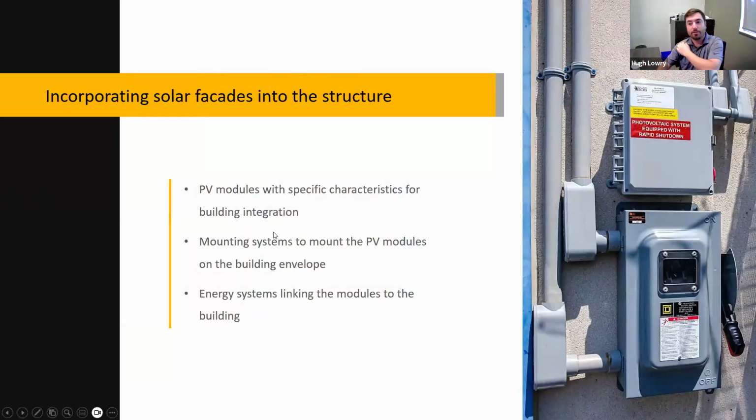Okay, so we talked about the basic components, the basic system. You need to know how these components are attached and integrated into the building. A complete BIPV system includes PV modules with specific characteristics developed for building integration. Because they're being integrated in design, they will have other appealing features that combine well with other building materials. We also require a mounting system to attach the PV modules on the building facade. And finally, we require an energy system, which will link the PV modules to the building and the grid itself to maximize the use and generation of the solar panels themselves.